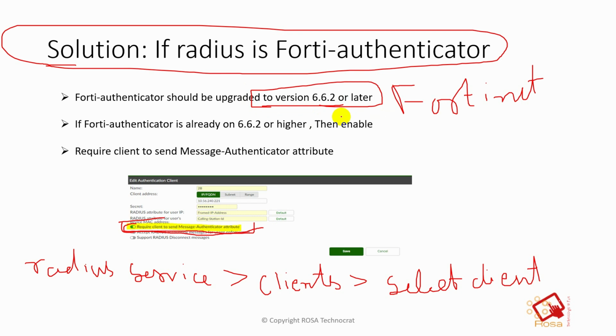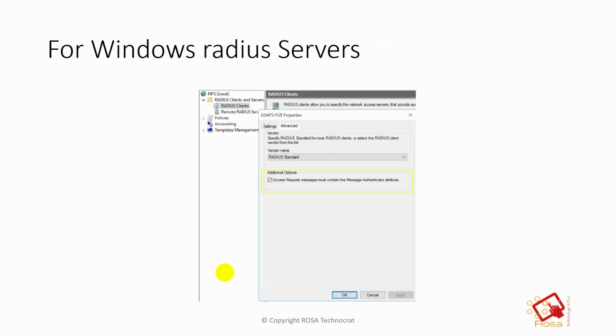If the FortiAuthenticator version is lower than this, then even FortiAuthenticator does not support this attribute. So if you upgraded the FortiGate, but you have not upgraded your FortiAuthenticator to 6.6.2, then also you will face the issue. So you should upgrade your FortiAuthenticator to 6.6.2, or if you are already on 6.6.2 or higher, then you have to enable "require client to send message authenticator", which is this option under the radius server and client properties.